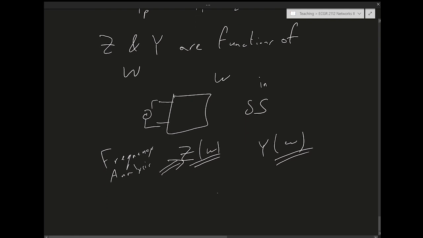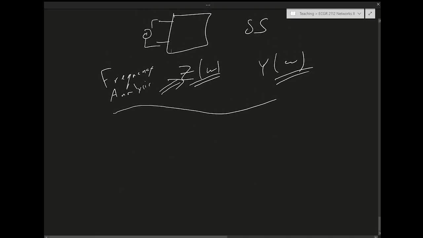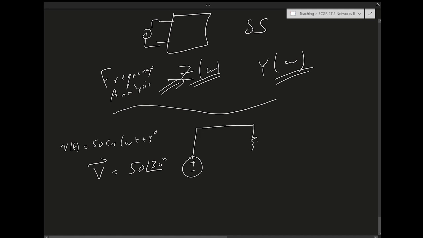All right, let's do some examples. So we have a voltage source. In the time domain, it's 50 cosine omega t plus 30 degrees. As a phasor, it can be written as 50 at 30 degrees. And it goes into a series R, L, C circuit.